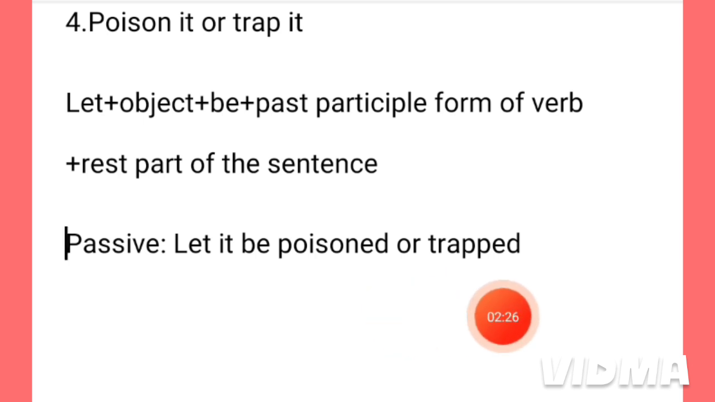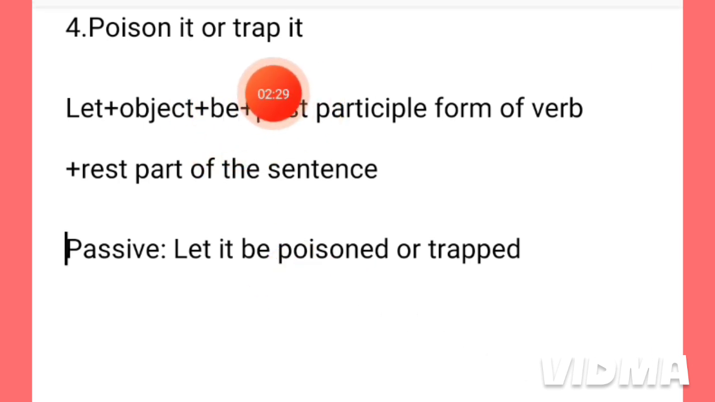Or trapped. So we have written here poisoned or trapped. These two are the past participle forms of the original verbs poison or trap, and accordingly those have been written here. So the passive voice is: let it be poisoned or trapped.